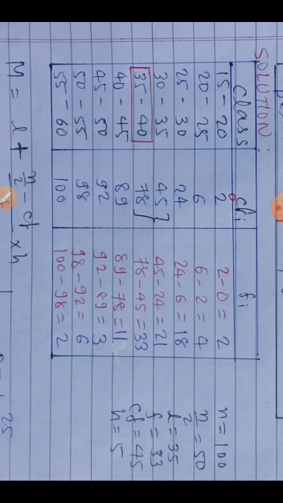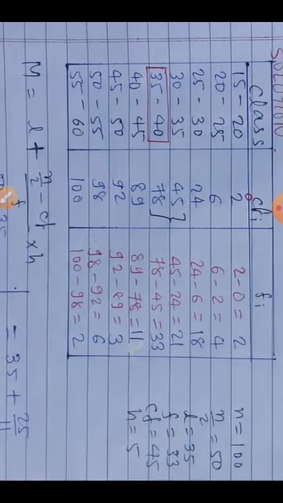Now you know, in yesterday's lecture we discussed how to find the median of a continuous frequency distribution. For that, first of all we have to locate the median class. For locating the median class we have to find n by 2. Here n is 100, because the biggest CFi is 100.